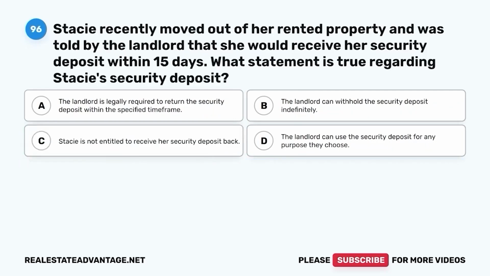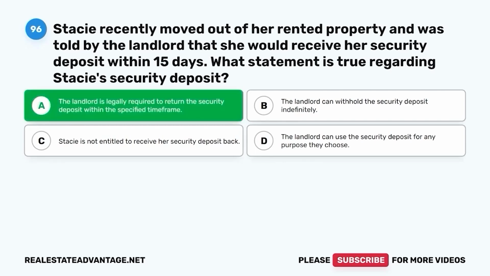Question 96. Stacy recently moved out of her rented property and was told by the landlord that she would receive her security deposit within 15 days. What statement is true regarding Stacy's security deposit? A. The landlord is legally required to return the security deposit within the specified time frame. B. The landlord can withhold the security deposit indefinitely. C. Stacy is not entitled to receive her security deposit back. D. The landlord can use the security deposit for any purpose they choose.